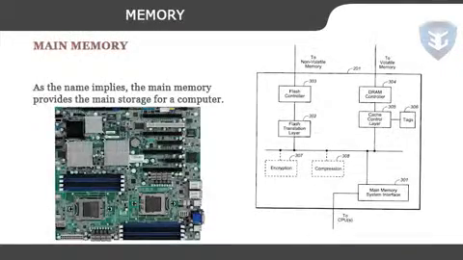Now we will study main memory. As the name implies, the main memory provides the main storage for a computer. Two CPU registers are used to interface the CPU to the main memory. These are the Memory Address Register, or MAR, and the Memory Data Register, or MDR. The MDR is used to hold the data to be stored and or retrieved in or from the memory location, whose address is held in the MAR.